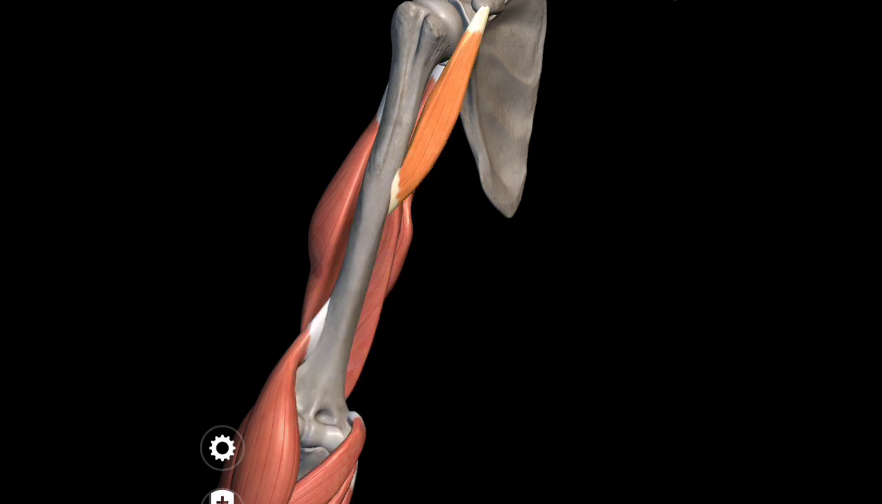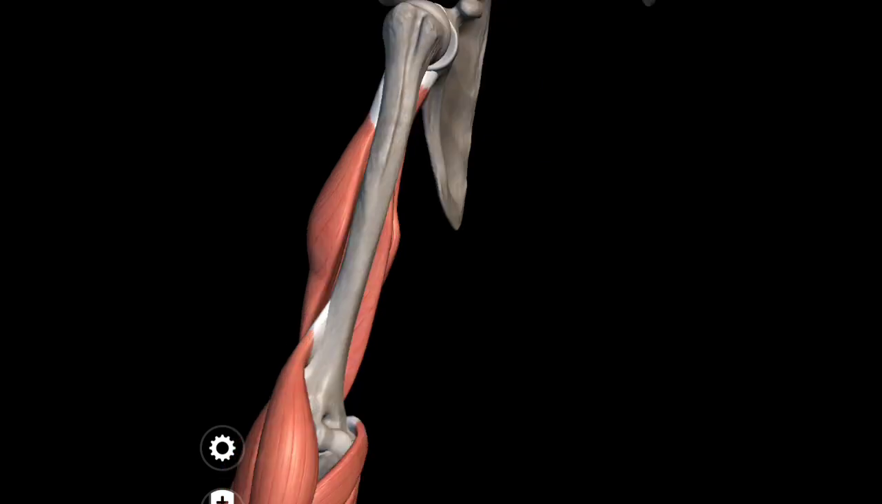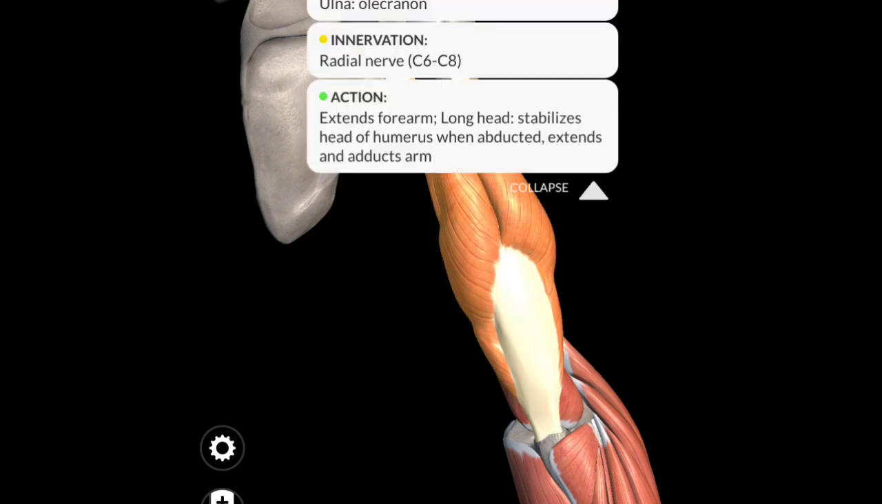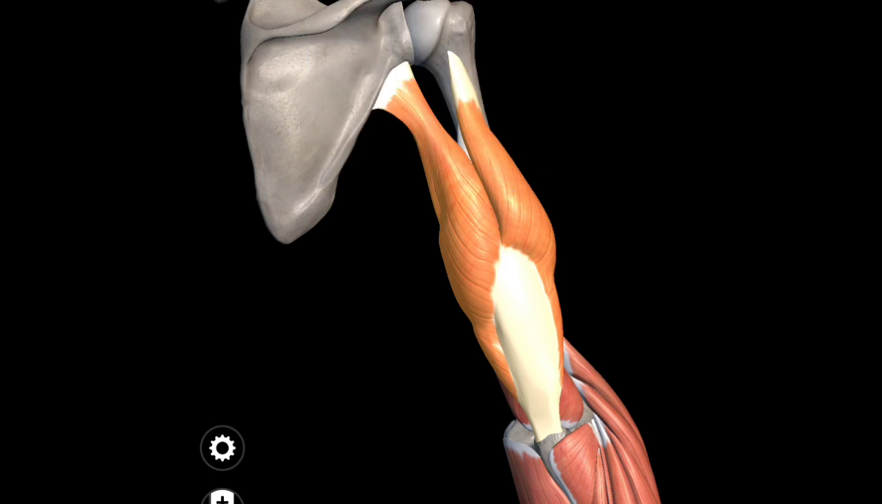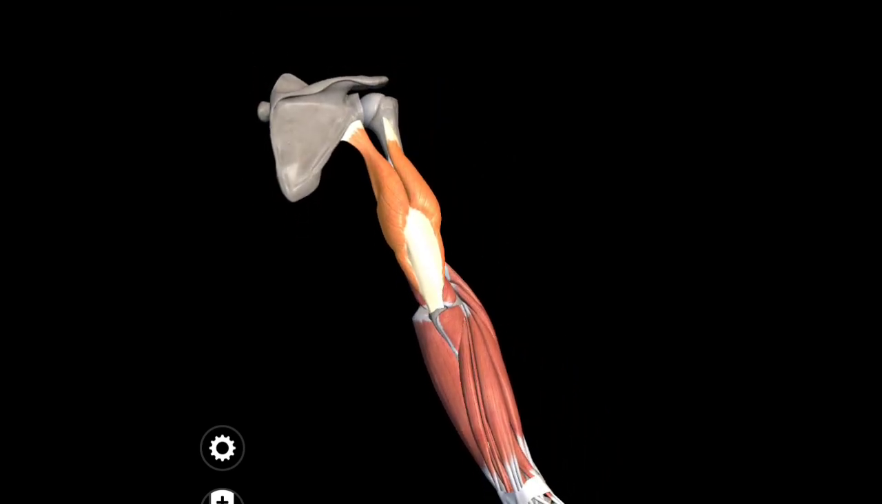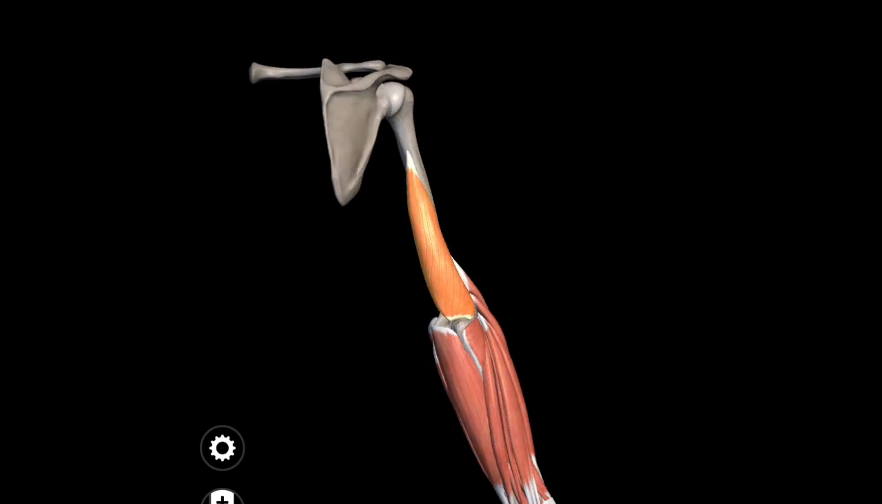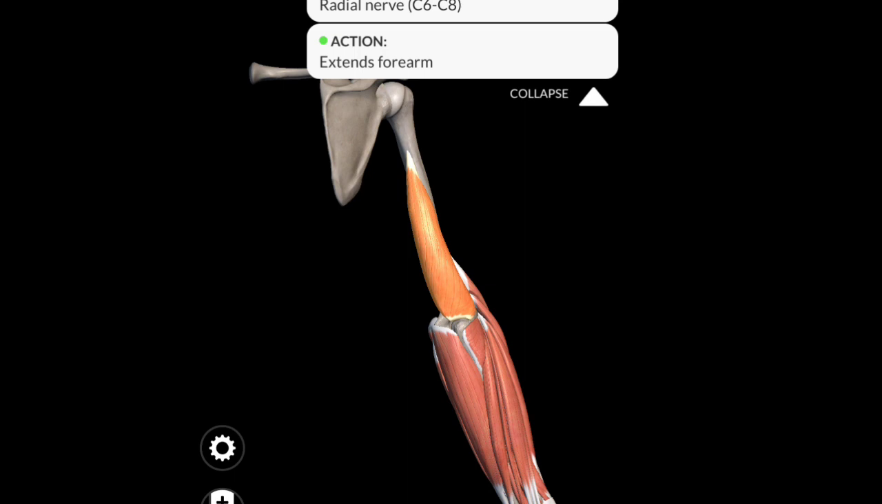Now just remove this. Okay, now go to the posterior side. On the posterior side of the arm, you can see the triceps brachii muscle, and triceps is supplied by the radial nerve. Actually, all muscles of the posterior side are supplied by the radial nerve. We will see the radial nerve later. So the arm muscles are complete, but here you can see the triceps brachii medial head is also present, and this is also supplied by the radial nerve.